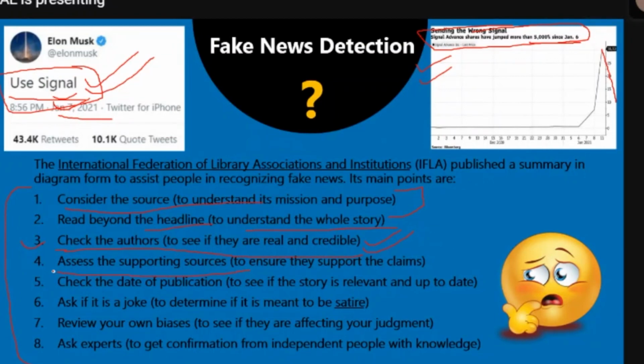We have to see what the supporting sources are. We have to check the date of publication. Sometimes, if you see very old images being shared with you, you have to ask yourself whether it is a joke or not. You have to review your own bias, and you have to ask for an expert opinion.